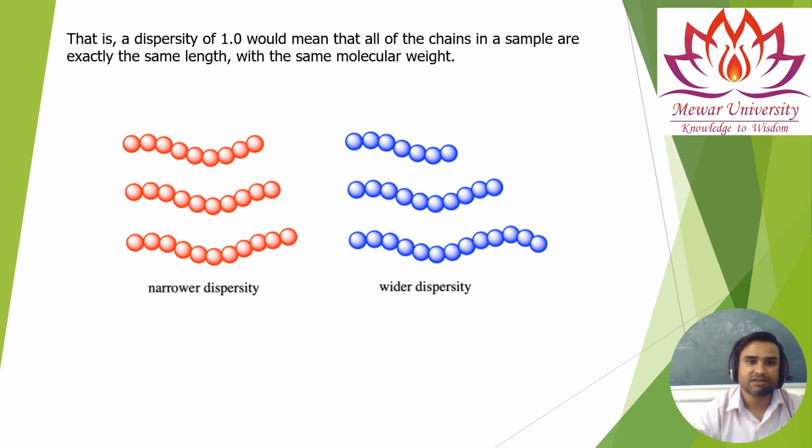Now this is 1 2 3 4 5 6 7 8 9 10 11 12 13. So if you add each and divide it, you calculate the average. This average is becoming greater than 2, this one is in between 1 and 2, and this one is nearby 1. So the red molecules are called the narrower dispersity and the blue molecules are called the wider dispersity.